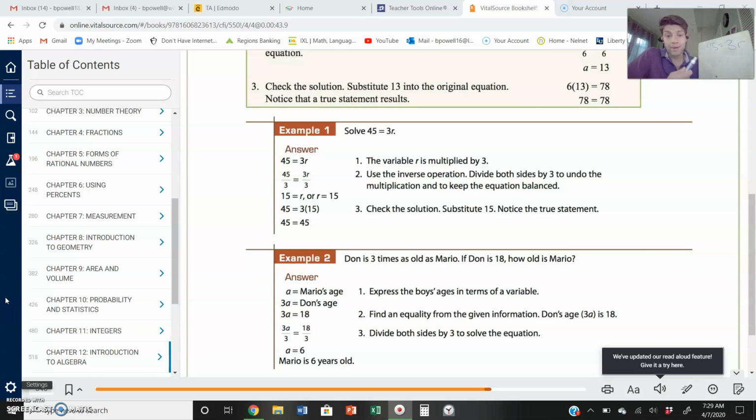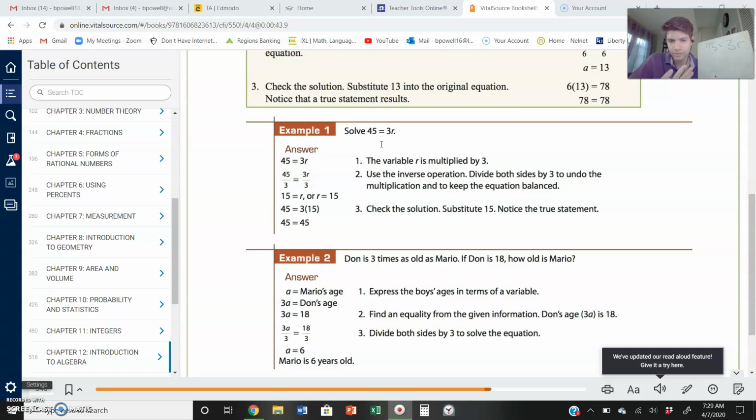Anyway, let's get back to the problem because math is way more important. Let's finish what we were starting. If you can't remember, we're back at example number one. We're solving 45 equals 3r. So we're trying to find what r is.